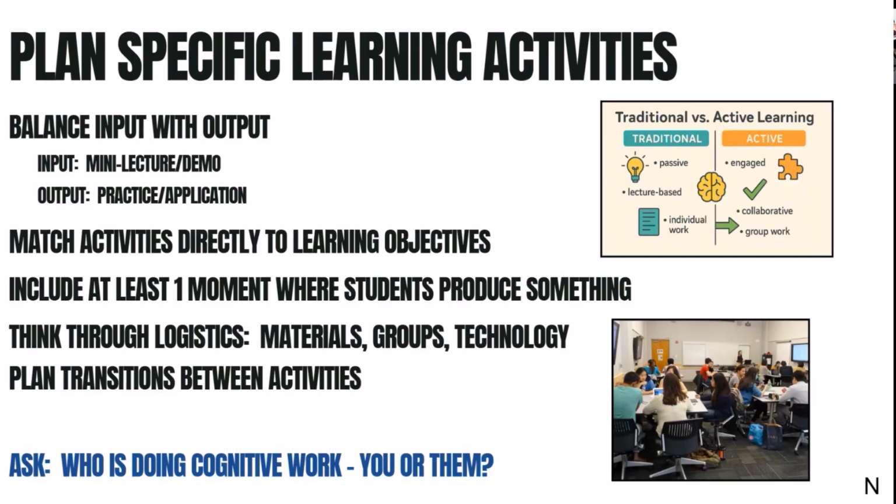All right, then you're going to start planning those specific learning activities. You've got to balance that input and output. Again, we'll go into classes and it's a lot of passive learning. So we need to teach more faculty to understand that there's only so much passive learning that a student can take in and really keep.